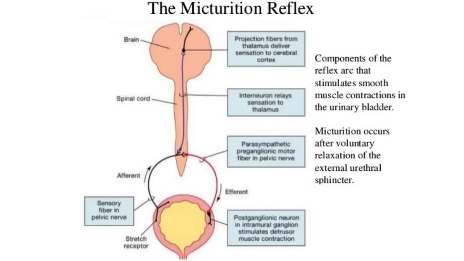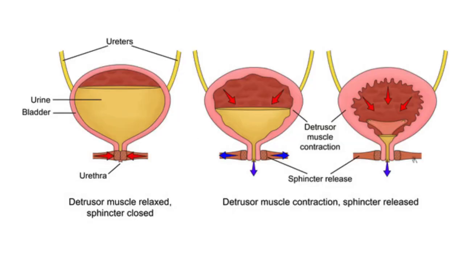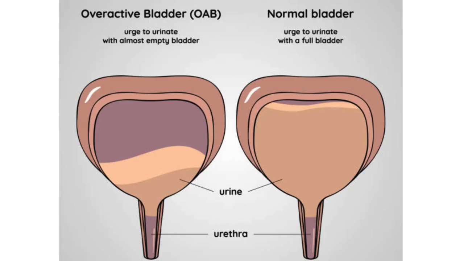Urination, or micturition. When the bladder reaches a certain level of fullness, stretch receptors in the bladder wall trigger the micturition reflex. This reflex involves coordinated contraction of the detrusor muscle and relaxation of the internal urethral sphincter. Voluntary control allows the relaxation of the external urethral sphincter, permitting urine to flow out through the urethra.